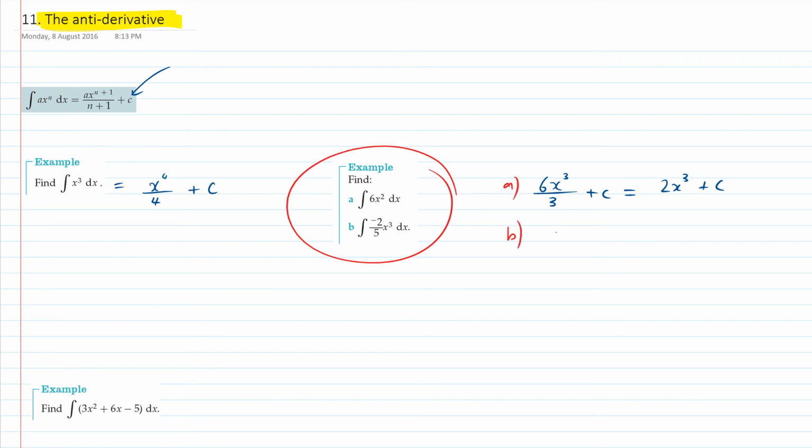Alright, for the next one, we're going to have negative 2 over 5 x to the power of 4, and then we're dividing by 4, so we can do a times by 4 on the denominator, and then plus c. And so that's going to simplify to negative 2x to the 4 over 20 plus c, which simplifies to negative x to the 4 over 10 plus c. Okay, so hopefully that illustrates that it's a mechanical process that you don't need to think too much about.